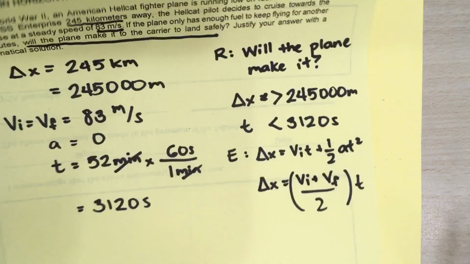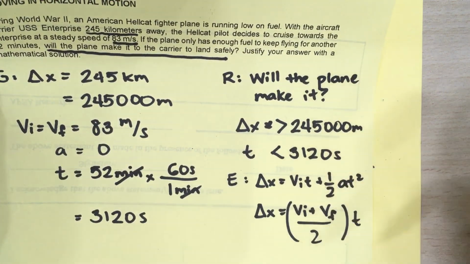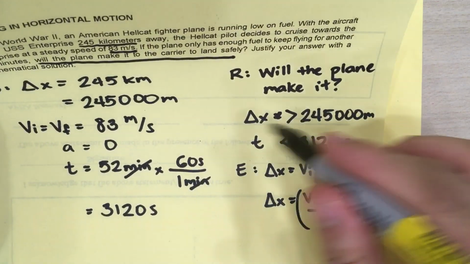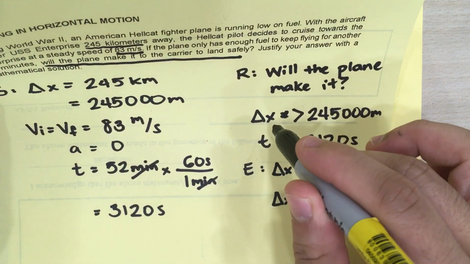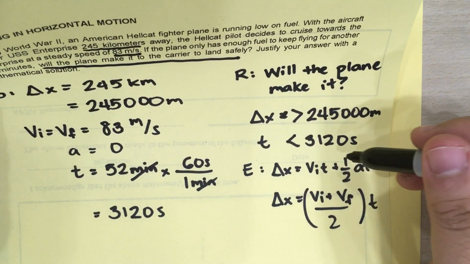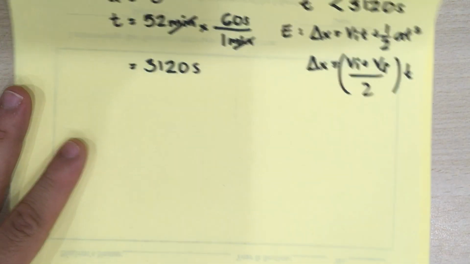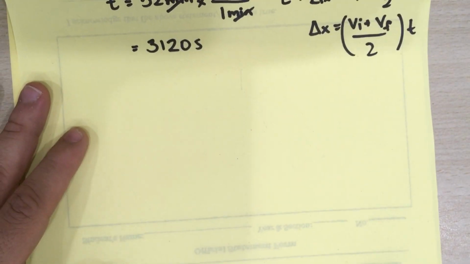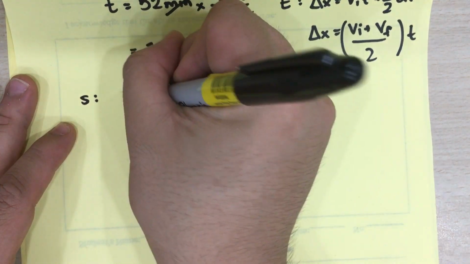Let's try to prove using both delta x and time and using these two equations. Again, you don't have to prove both of them. You just have to prove one. Once you get that delta x is greater than 245,000 or that t is less than 3,120, you're good. But for the purposes of this video, I want to show you that both approaches will work. Okay? So first, let's try proving using delta x.